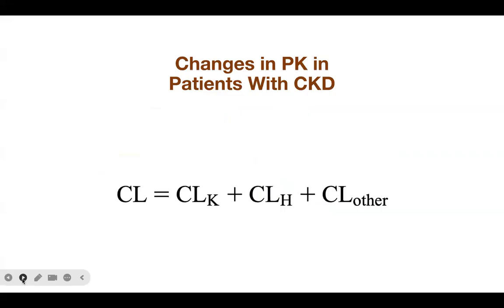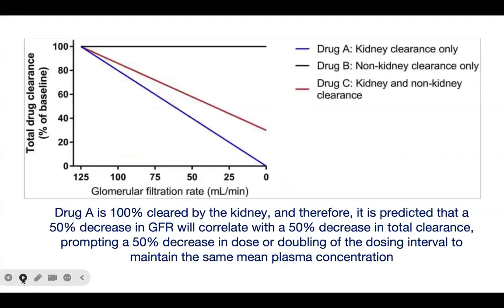Clearance is something which is mainly affected in chronic kidney disease patients. We need to understand that clearance does not depend only on the kidney; it also depends on hepatic and some other organs, including skin. For some drugs which are 100% cleared by the kidney, like in this blue line, it is predicted that a 50% decrease in GFR will correlate with a 50% decrease in total clearance. So that is for drug B.